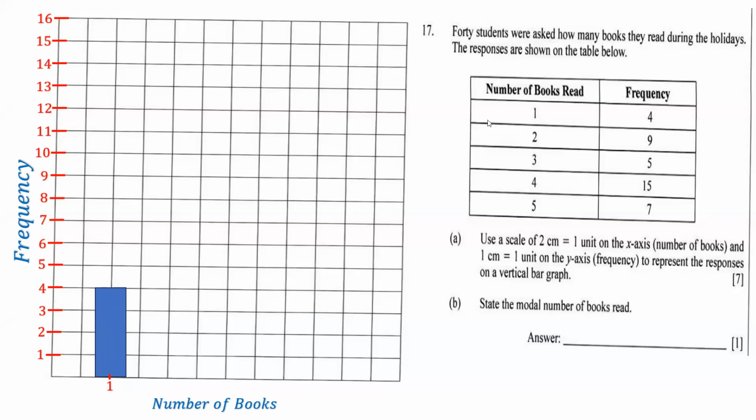Now, what are we gonna do for the next one? What are we gonna do for two books? How many students read two books? 9 students. Nine students read two books. Very good. And so for the 9 students that read two books, we're going to do it all the way up to 9. All right, all the way up to 9.